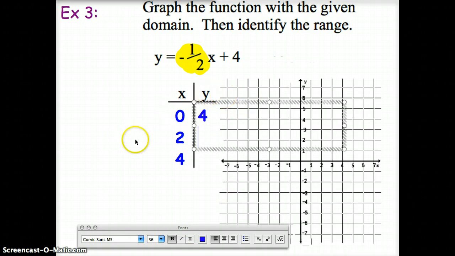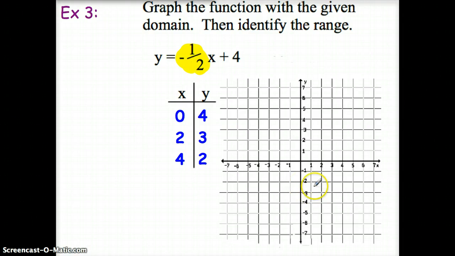Substituting those in, 0 times -1/2 is going to give me 0, plus 4 is 4. Substituting in 2. 2 times -1/2 is -1. -1 plus 4 gives me 3. Putting in a 4, -1/2 times 4 is -2. -2 plus 4 is 2.